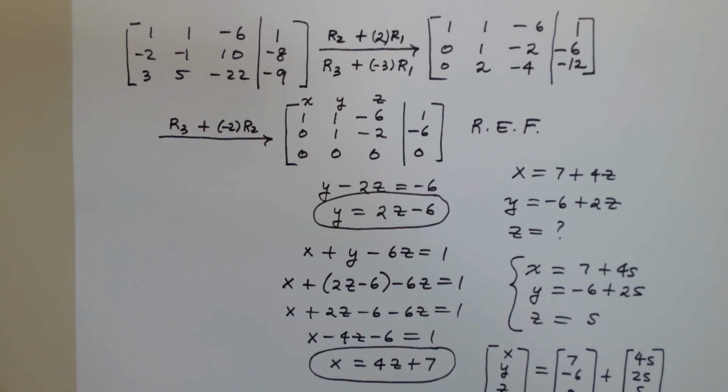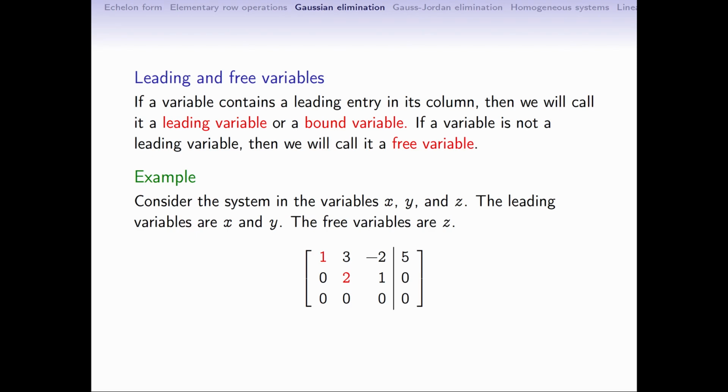Okay, let's go back to the class notes and continue our discussion of systems of equations. Now I want us to reflect upon the example we just worked, and I want us to pull a couple of important concepts out of that example. The first concept is the distinction between what are called leading variables and free variables. So if a variable contains a leading entry in its column, then we will call it a leading variable or a bound variable. And if a variable is not a leading variable, then we will call it a free variable.